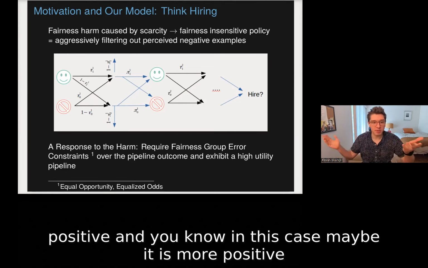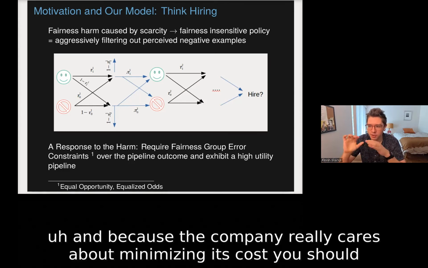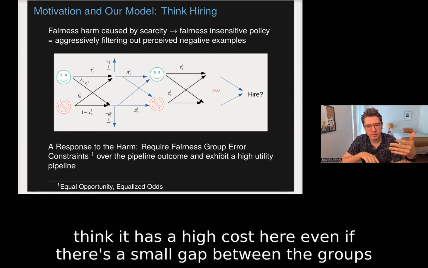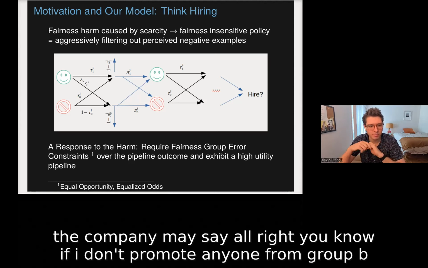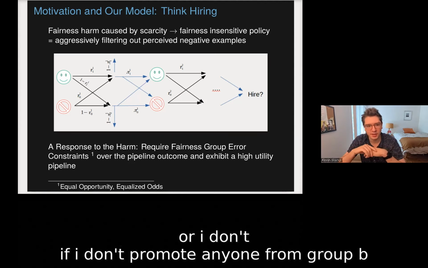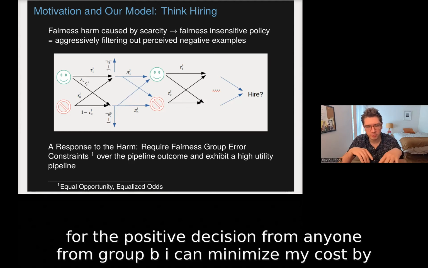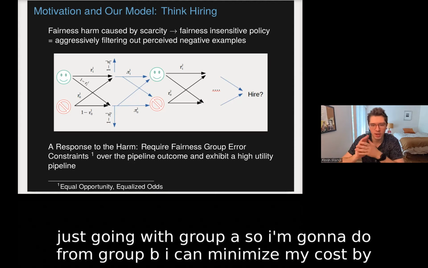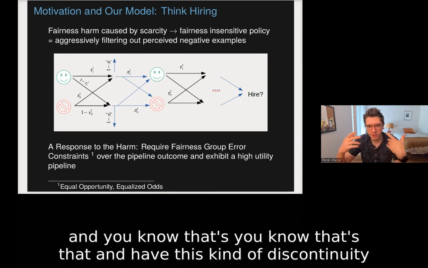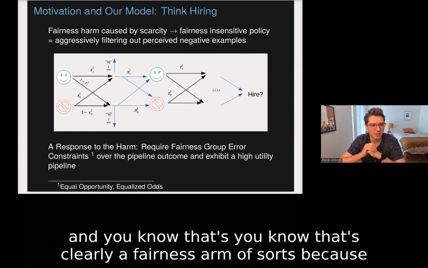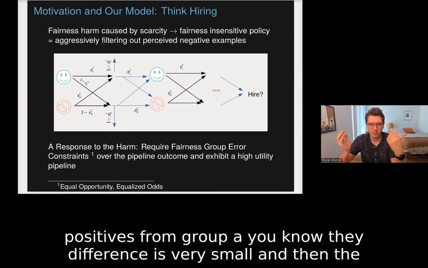And in this case, maybe it is more positive. Because the company really cares about minimizing its cost, you should think it has a high cost here. Even if there's a small gap between the groups, the company may say, all right, if I don't make the high stakes, positive decision for anyone from group B, I can minimize my cost by just going with group A. So I'm going to do that and have this kind of discontinuity. That's clearly a fairness harm of sorts, because this difference is very small, and the positives from group B don't get a shot at all.